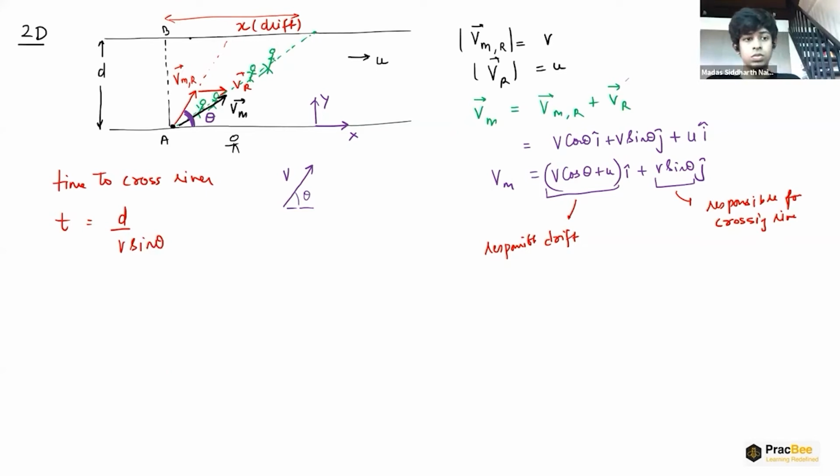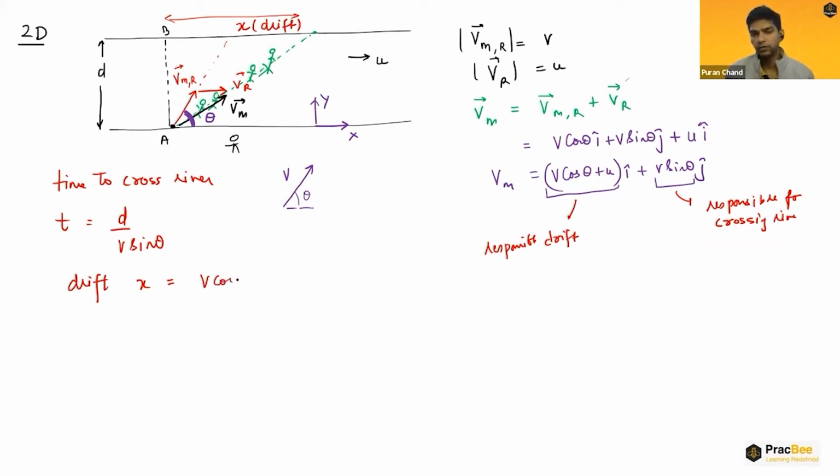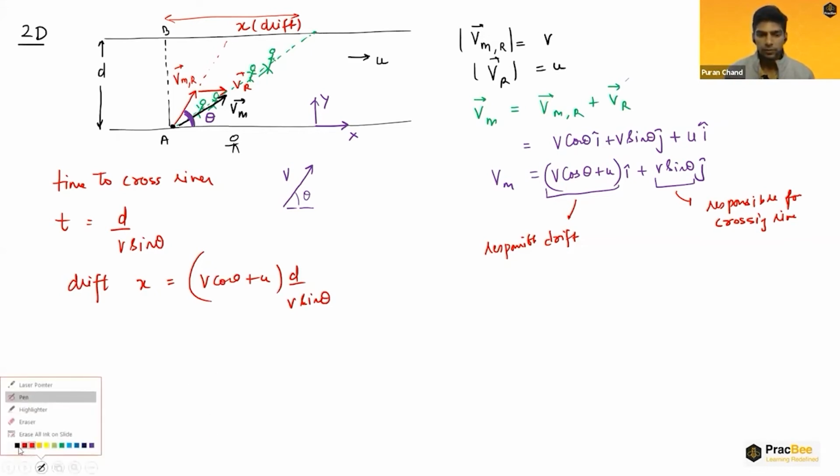Now if you want to find what the drift is, drift will be your time, which we have calculated, times the speed in the x direction, v cos theta plus u, into d upon v sin theta. Is it clear? So I multiply time with the velocity in the horizontal direction. Okay. So now let us see some important cases.